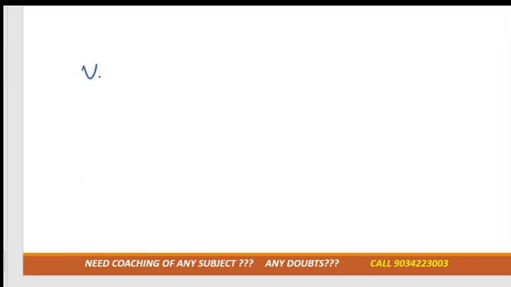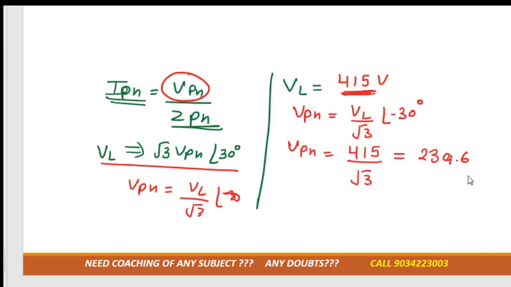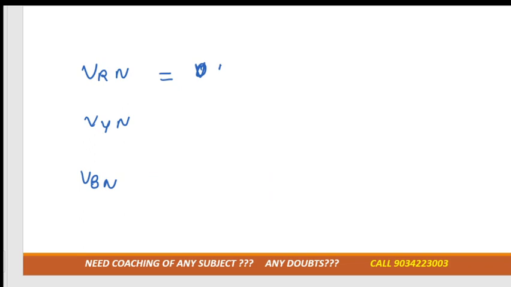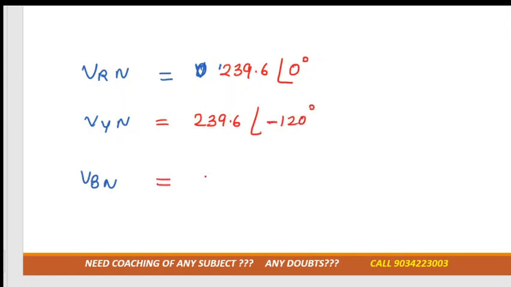Now we need the phase voltages. One phase voltage is VRN, one is VYN, and one is VBN, right? So VRN we got is 239.6, and for VRN the angle is 0 degree. VYN also has the same magnitude, 239.6, but the angle is minus 120 degree. VBN again has the same magnitude, 239.6, but the angle is minus 240 degree.